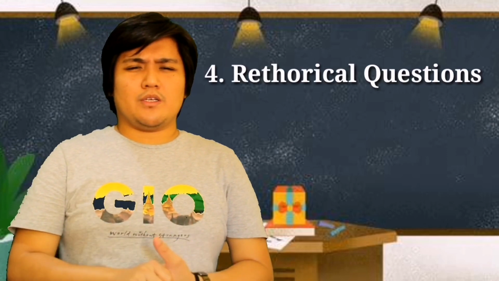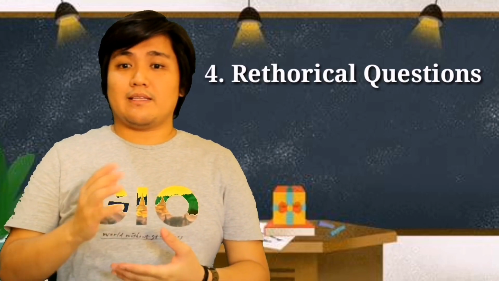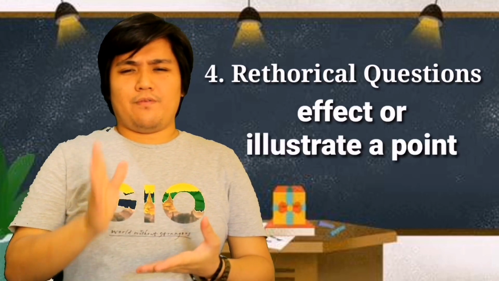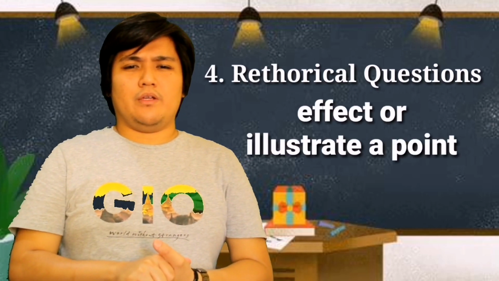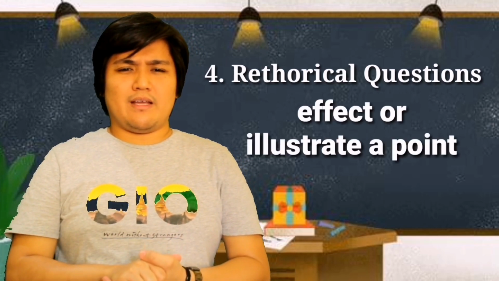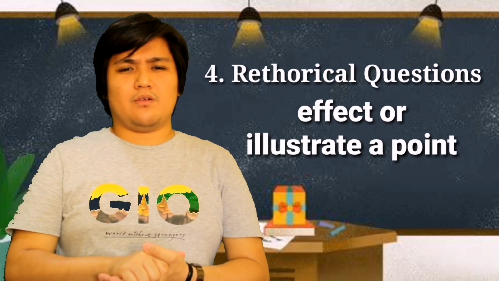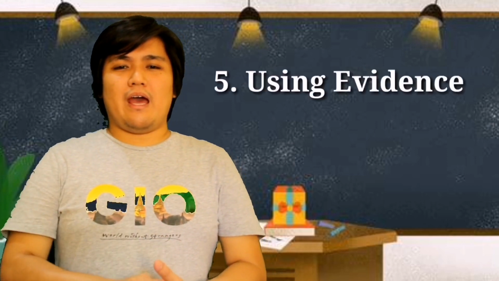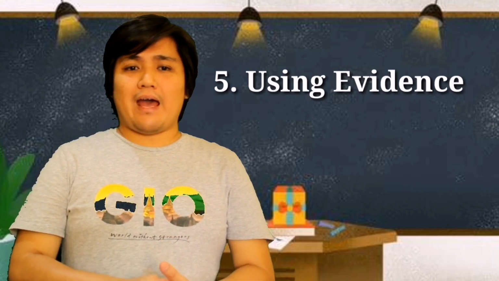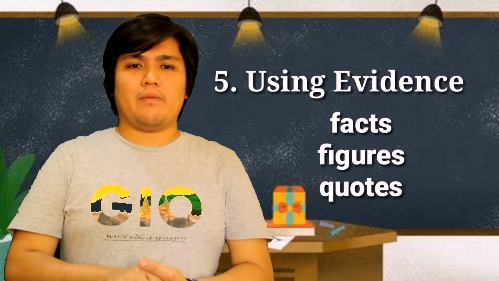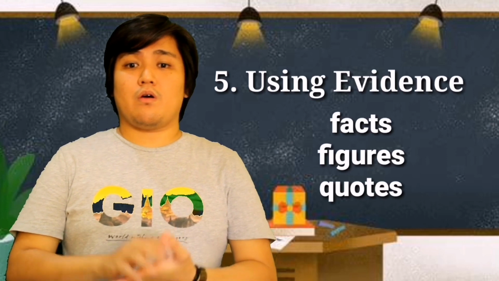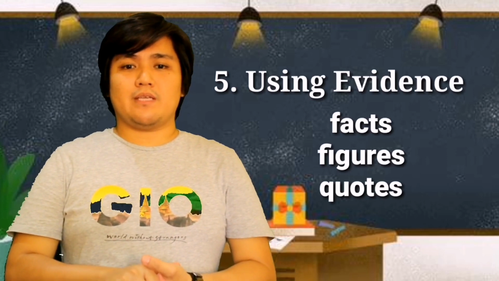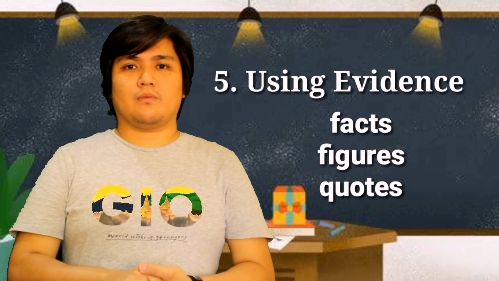Number 4, rhetorical questions. These are questions that are not supposed to be answered. Instead, they are asked for effect, to illustrate a point or let the reader think. The use of questions that sometimes state the obvious can convince the reader to agree on the points being presented. Number 5, using evidence. This involves the use of facts, figures, or quotes from experts to highlight the writer's authority and make the arguments presented more convincing.